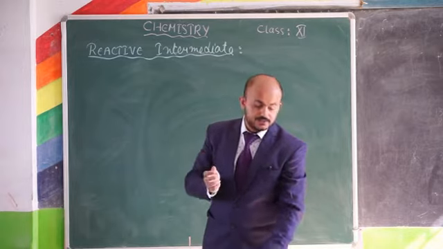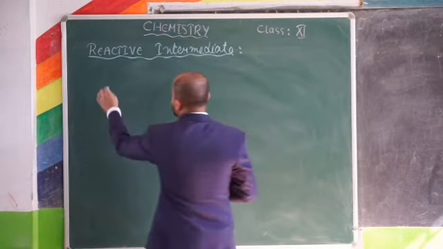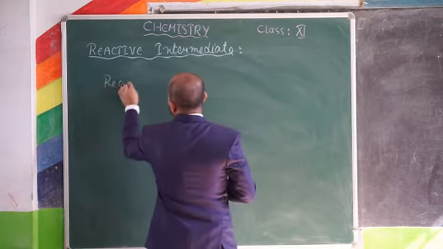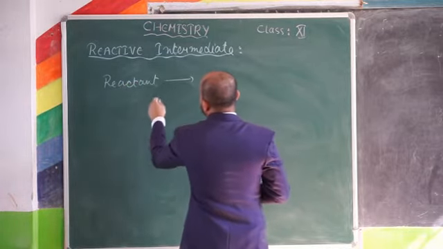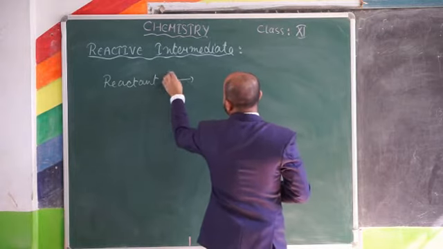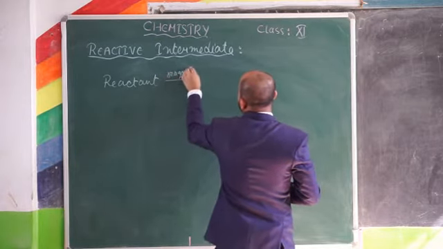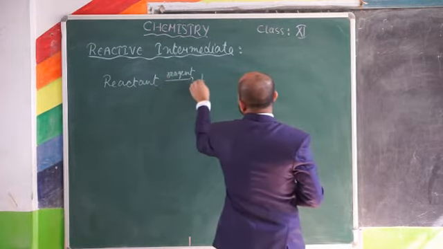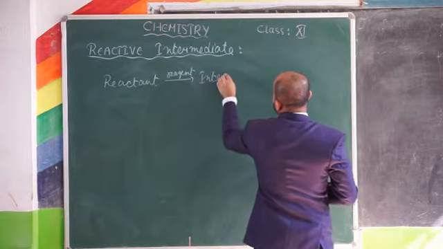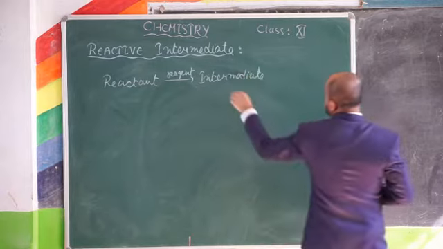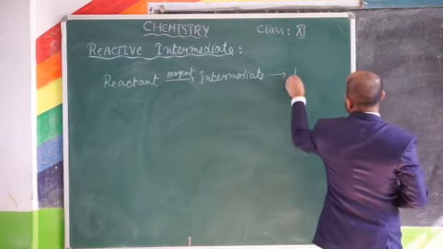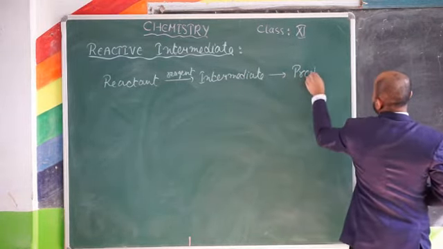Reactive intermediate, what does it mean? Suppose you have a reactant, and you have added some reagent to the reactant, then it will convert into some intermediate first. After forming the intermediate, then only will it form the product.